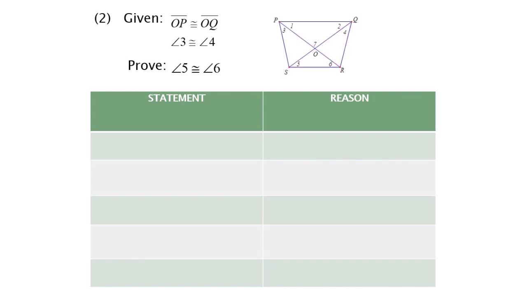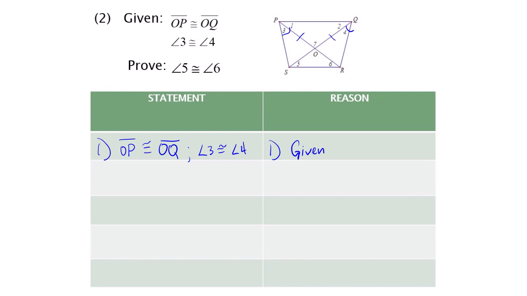So here, let's start with what we're given. We're given that OP is congruent with OQ, right? So let me write that in here. OP is congruent with OQ. So we're talking about this and this, right? Okay. And that's given. And then we're also given that angle 3 is congruent to angle 4. So angle 3 is congruent to angle 4.